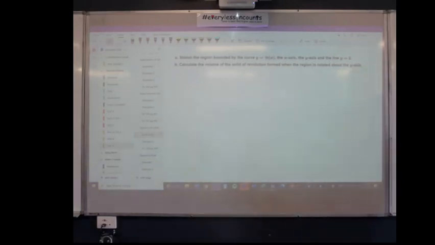Okay, so same idea, sketch the region bounded by the curve y equals ln x this time, the x-axis, the y-axis, and the line y equals 2. So draw that line first. So draw question A, and then I want you to read question B very carefully before you launch into it. Read question B very carefully, and then have a crack at it.